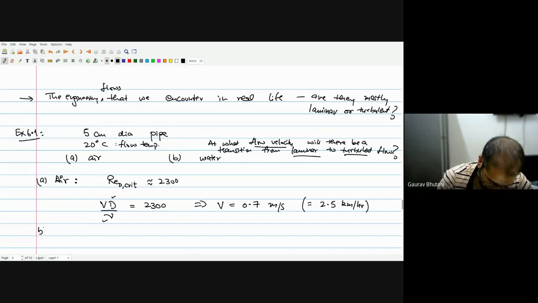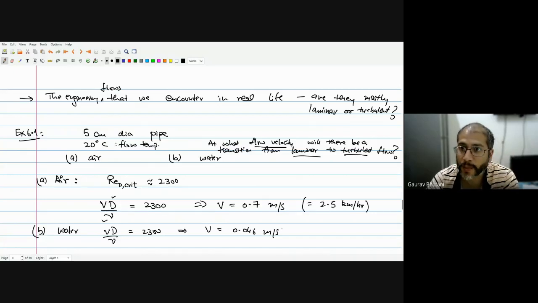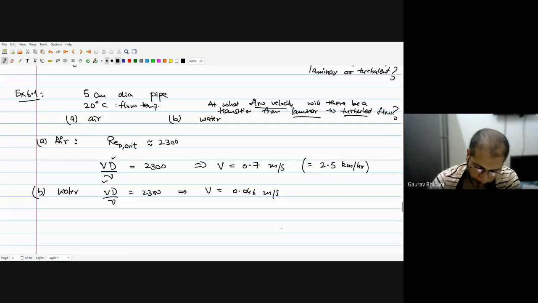Let's check for water. So if I do the same thing, Vd by nu for water as 2300, this will give me V for water as 0.046 meters per second. Okay, that's only around 4.5 centimeters per second. Again, that's a very low flow velocity for flow of water in a pipe.